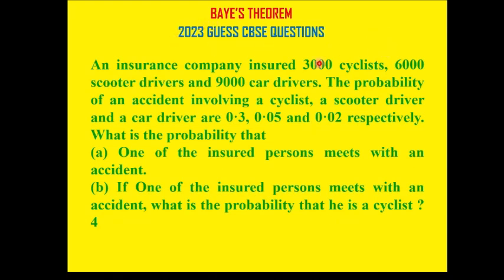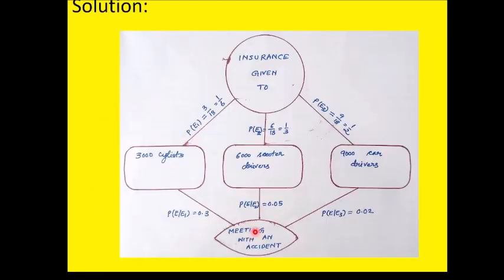Here also we have 3 options. An insurance company insured 3000 cyclists, 6000 scooter drivers and 9000 car drivers, and the probability of meeting with an accident is 0.3, 0.05, 0.02 respectively. What is the probability that one insured person meets with an accident? That is part A, and in part B, what is the probability that the person is a cyclist? So let us go for a diagram.